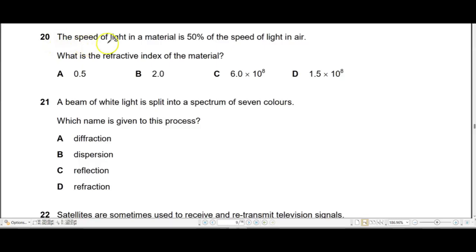Question number 20. The speed of light in the material is 50% of the speed of light in air. What is the refractive index of the material? When the speed of light and speed in the material is involved, then our formula is speed of light in air divided by speed of light in medium.